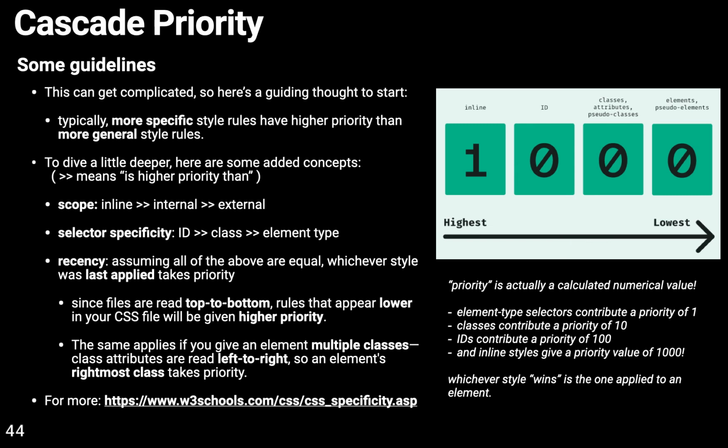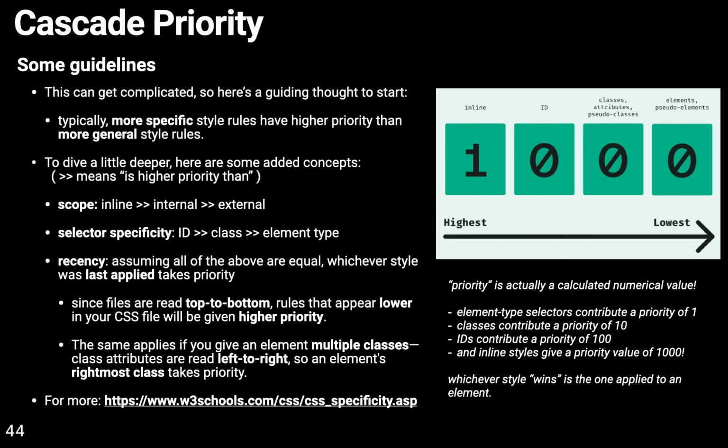Another note on the side here, this has been up the whole time. The idea of priority is actually a numerical value because, hey, computers really only function on numbers, so it must have a way of calculating the priority. And this is just a geeky fact. You don't have to memorize this, but elements and pseudo elements: the element type selectors will contribute a priority of 1. If it's a class selector, it gets an extra boost of a priority of 10.